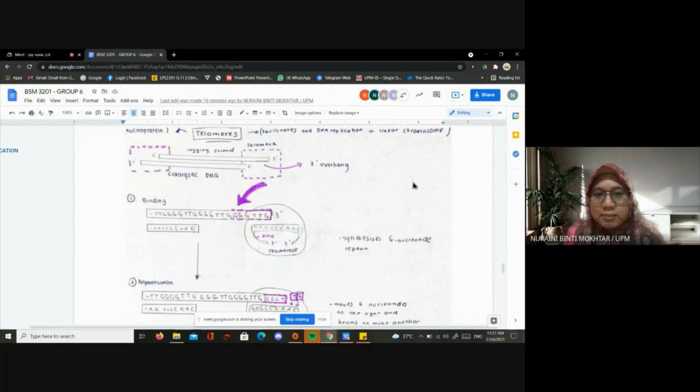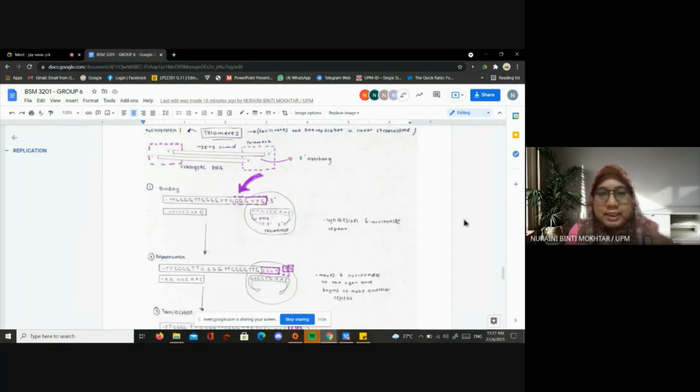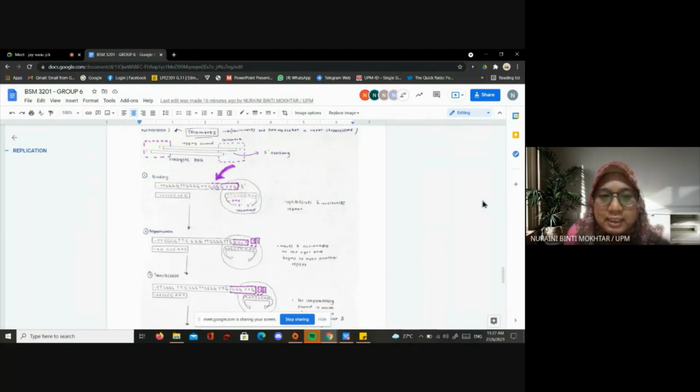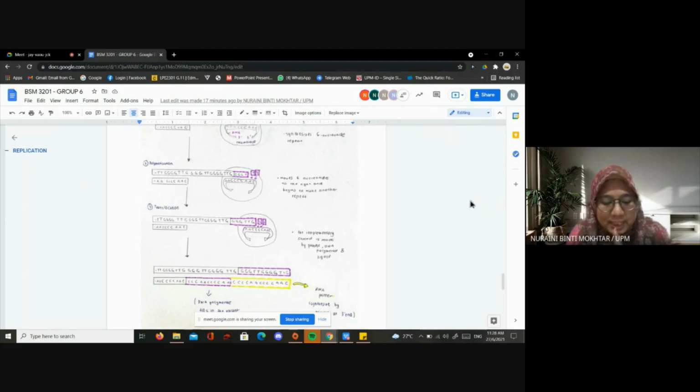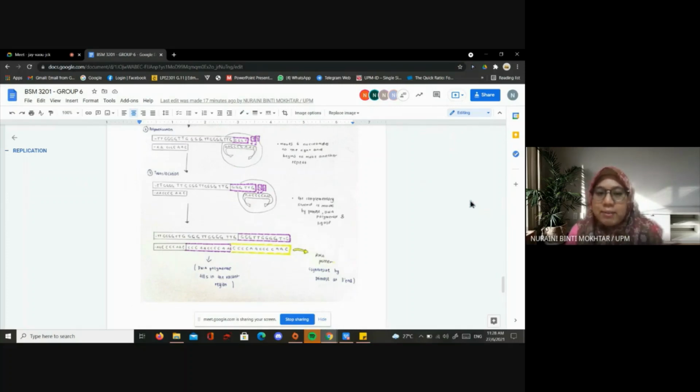Okay, thank you. So basically, the DNA replication at the telomere region, as you can see from the drawing, has 3 steps. Firstly, the binding, where the telomerase will bind to the 3' overhang at the telomere region, and then the telomerase will synthesize the 6 nucleotide repeat. Moving on to the second step, the polymerization, where the telomerase will move 6 nucleotides to the right and begin to make another repeat. And lastly, the translocation step, where the complementary strand is made by primase, DNA polymerase, and ligase. And then in the end, it will form a complete gene sequence. I think that's all for me.